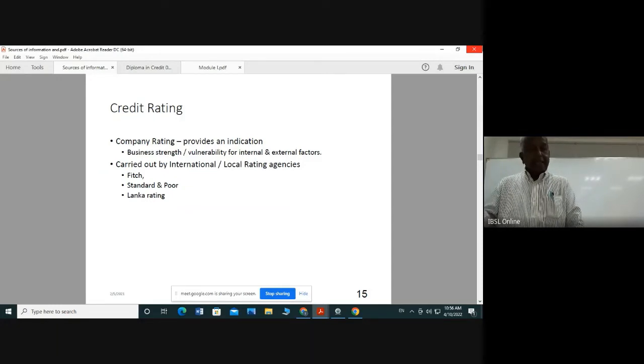This credit rating is carried out by international and local rating agencies. One is Fitch International, and Standard and Poor's is another international agency, and Lanka Rating is a local rating agency. They carry out credit rating of big companies and even small companies, and they give their rating results. We will discuss that a little later. So this credit rating is also very useful information for you to carry out your credit evaluation.